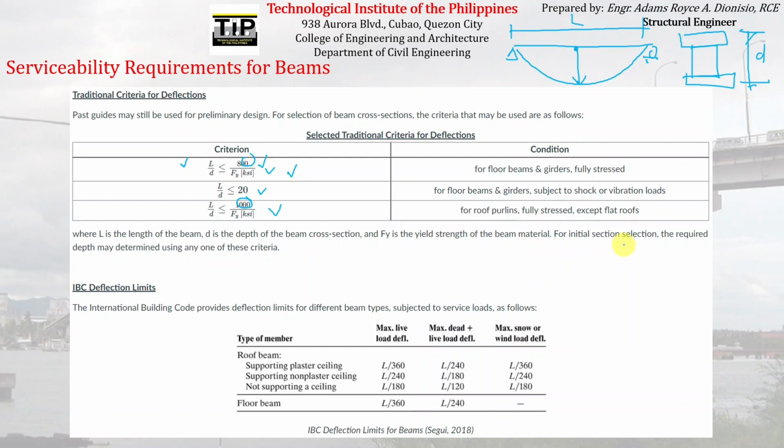For initial section selection, the required depth may be determined using any one of these criteria. Okay, so if you have a specific length of the beam, and you want to find the total depth that can ensure that the beam will not experience excessive deflection, you can use all of these formulas. Just substitute the value of L and then compute for D. The Fy is given naman. So you can use this formula as a preliminary size lang naman.